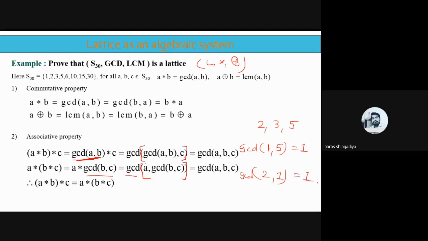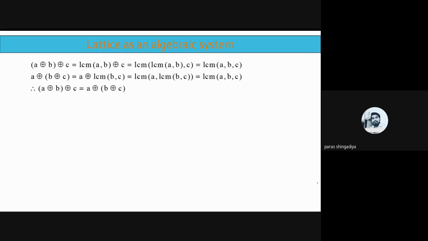Clear? So in both cases the answer is the same. And what does it mean? We can write A star B star C is equal to A star bracket B star C. Okay, the second case. And similarly, you can prove the ring sum property.